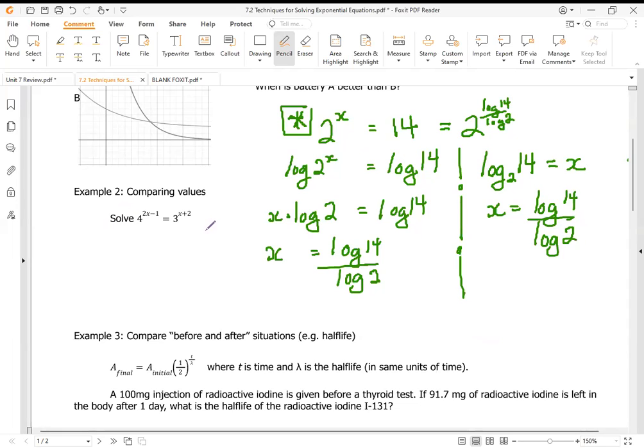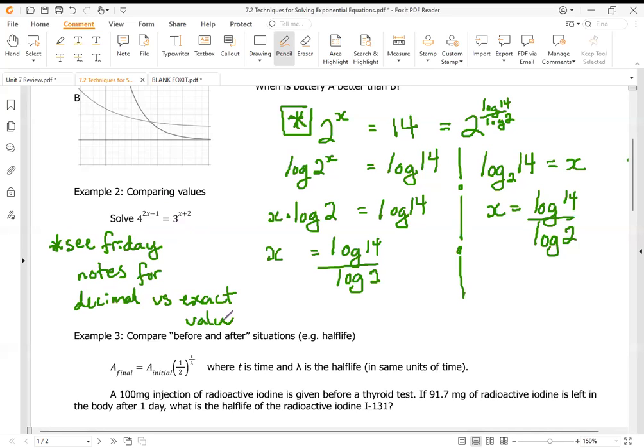Same with this idea. I think I did this on Friday. So I'm just going to put a little star that says see Friday's notes, for decimal versus exact values. We did both. Okay?